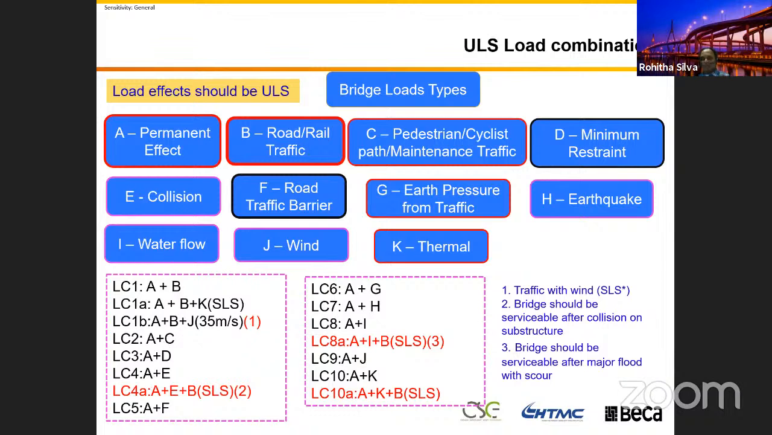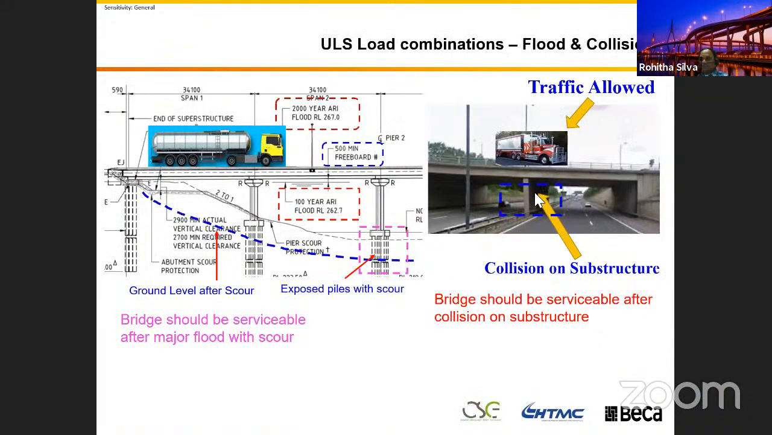And A plus E, because of course the bridge can be subjected to collision. Now, A plus E plus B. B is traffic. Your bridge is subjected to collision, but you have to design for traffic load with SLS traffic load. I have a note 2 in here. The bridge should be serviceable after collision on the substructure. Before I go into more, I will go to the next slide and I will show you why.